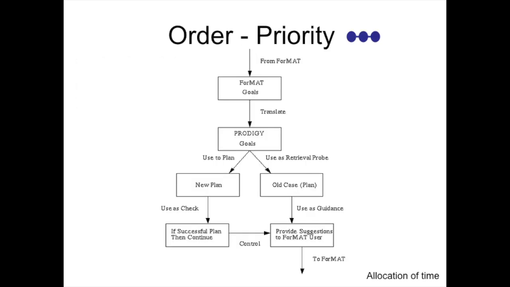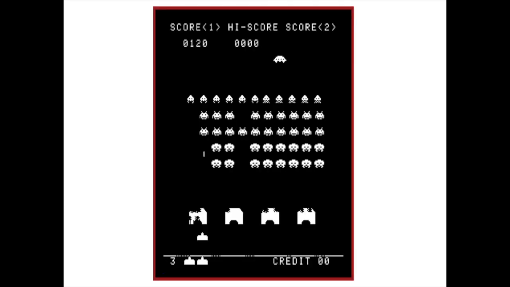Another one is allocation of time, which we call priority. I've got a limited amount of time, how am I going to allocate it? Space Invaders is kind of an easy example of that. These little things are coming down at me, blasting at me. How am I going to spend my time? Which one do I shoot first? And basically, this game is a game of priority.